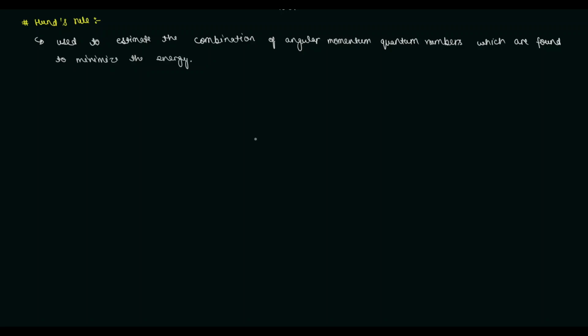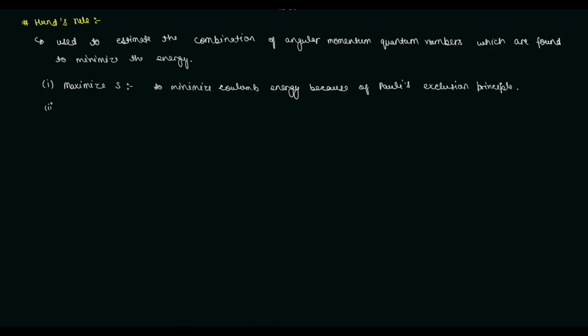There are three empirical rules. In the first step, you need to arrange the electronic wave function so as to maximize S. In this way, the Coulomb energy is minimized because of the Pauli exclusion principle, which prevents electrons with parallel spins from being in the same state, and this reduces the Coulomb repulsion between electrons.